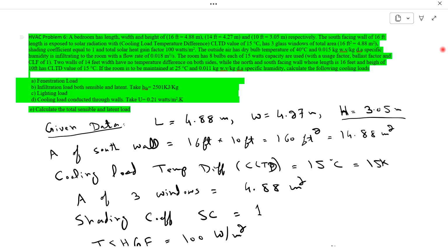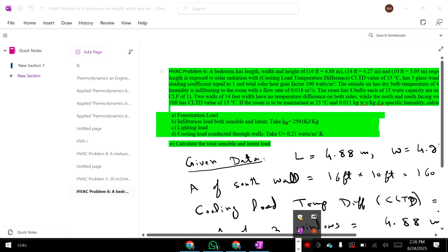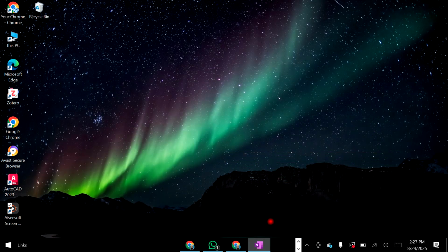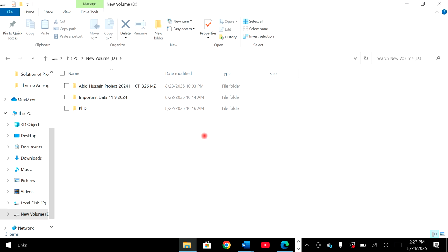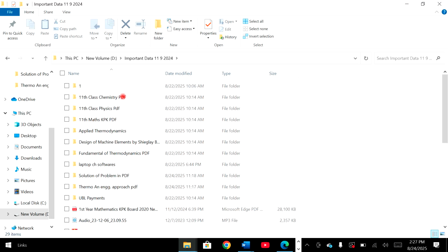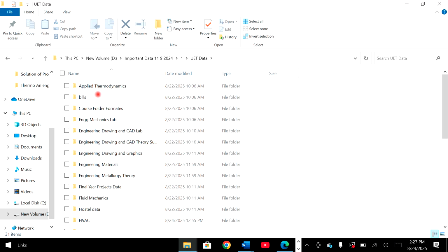Now here there is something missing in the problem, the inside temperature. I'm checking some values which are missing here. In the problem statement there is something missing.